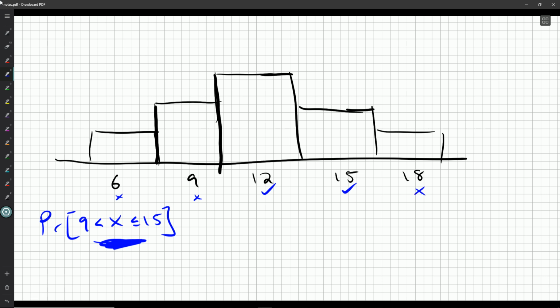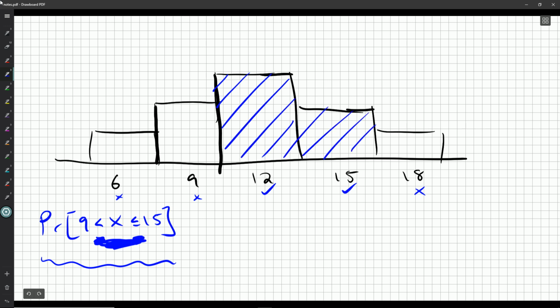So we couldn't include 9 because x needs to be greater than 9. But we could include 15 because x is less than or equal to 15. So now I know which values of x I care about. So this probability is represented by the area of these two rectangles.